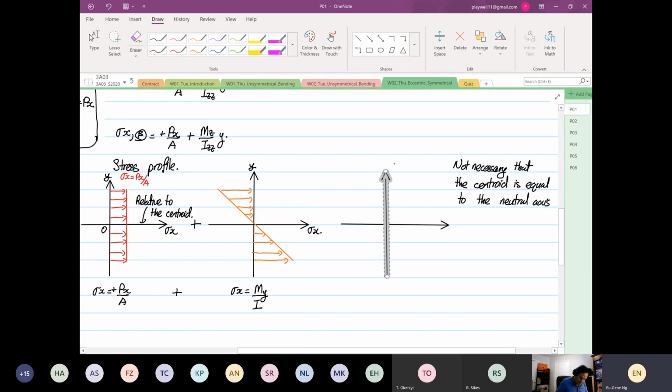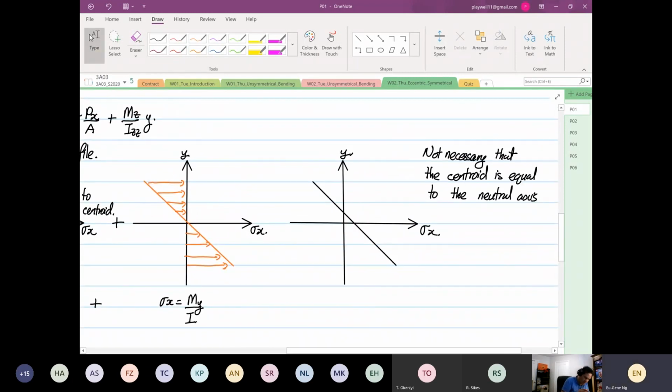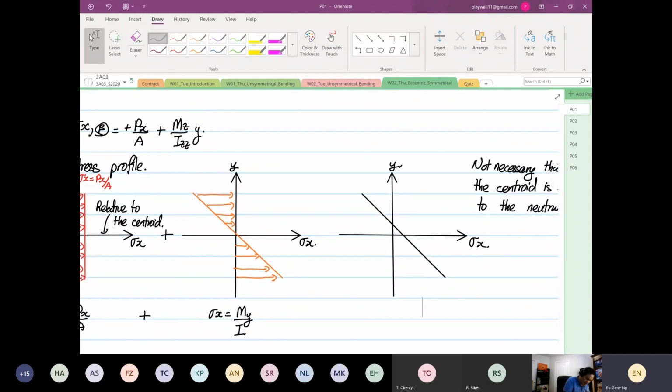So again, this is our stress X. This is our Y. And because of how our stresses are distributed, this is how our profile will look now. So there will be a shift towards the right. What we see above here will be in compression, and below that, this will be in tension.